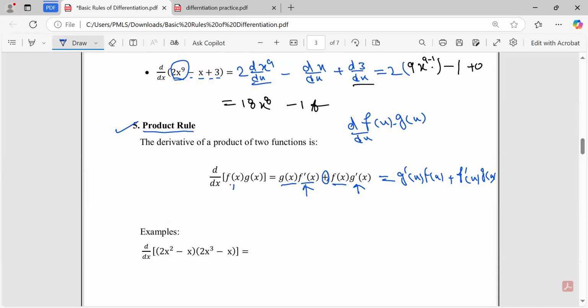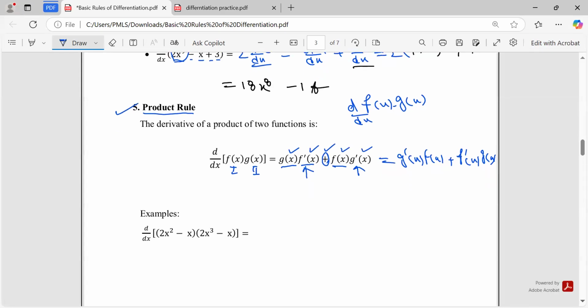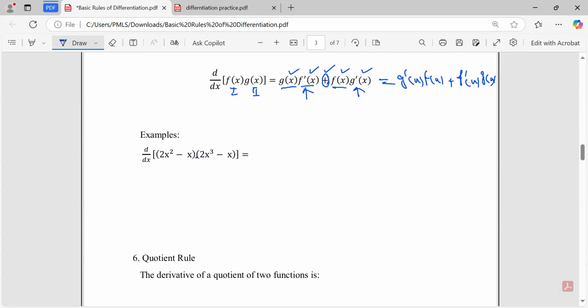Either you choose this one as f of x first function and this one as second function. So first write the second function, with the first function's derivative, in between a plus sign, then the first function and take the derivative of the second function. Again we have two functions in a product form here. We can consider either one as f of x or g of x, because addition is commutative, like 2 plus 3 or 3 plus 2 both give us the answer 5. So if you write this term first or this term first, it will not affect your answer.